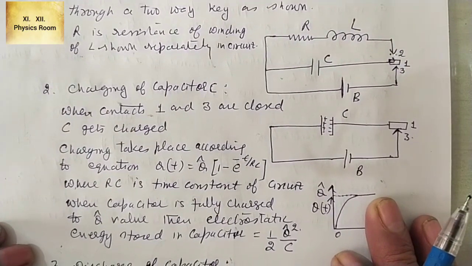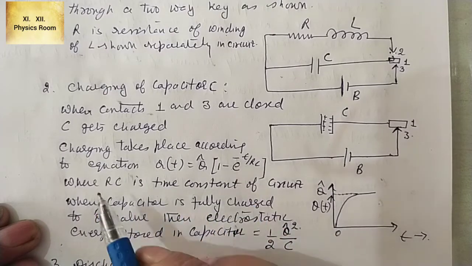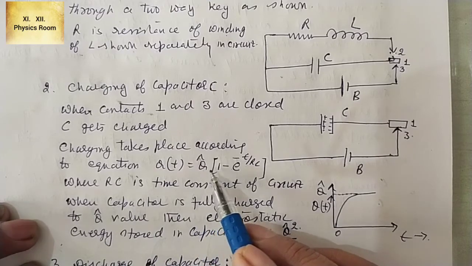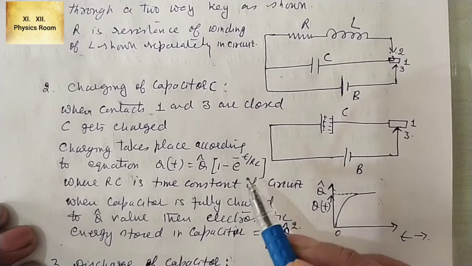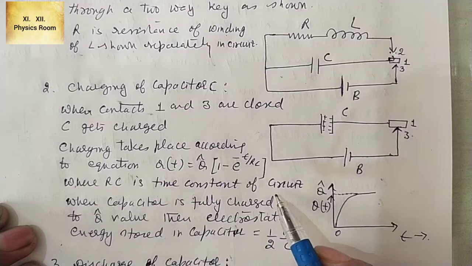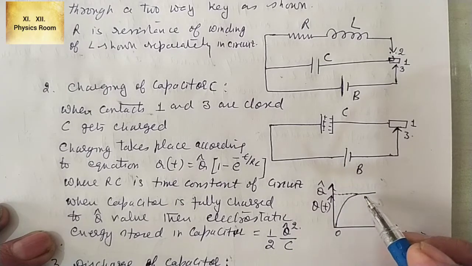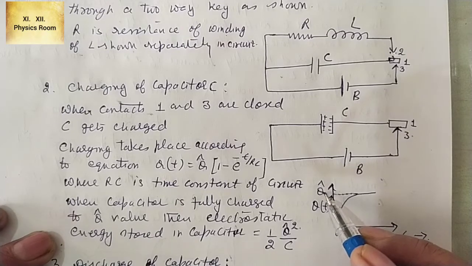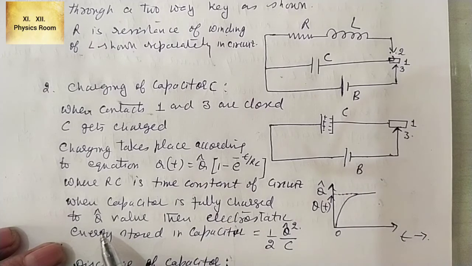Now charging takes place according to the equation Q(t) is equal to Q max into 1 minus e raised to power minus t divided by RC, where RC is the time constant of the circuit. Now charge grows like this and then it is saturated. The capacitor is charged to maximum value. When the capacitor is fully charged to maximum value, the electrostatic energy stored in the capacitor would be half Q max square divided by C.